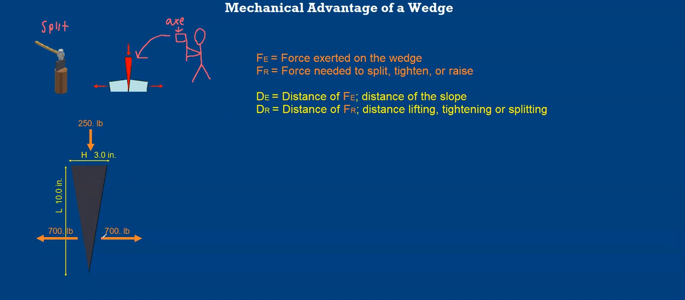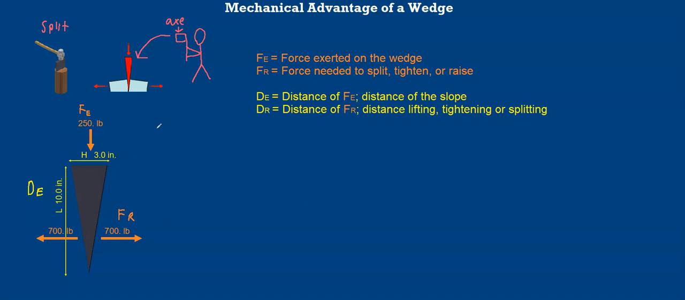So we're given 4 numbers. Well, really, we're given 5 numbers, but we're only going to use 4 of them, as you'll see. This 250 pounds is clearly the force exerted on our axe or our wedge, and so that would be our effort force. Whereas the 700 pounds it would take to split this wood would be our force resistance. A little bit trickier is the labeling of your DE and your DR, but the distance effort traveled by our wedge would be the length of the wedge itself as it is splitting, so this 10 inches is our distance effort. Another way to look at it is the length of the slope of our wedge.